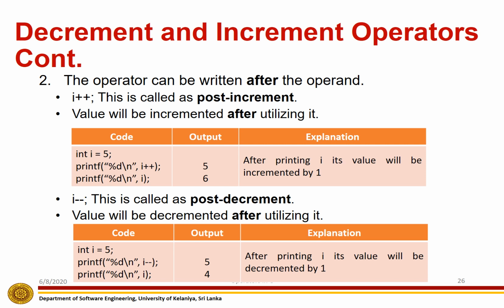Then i-- is called post-decrement. Here also the value will be decremented by 1 after utilizing it. You can see in the example, first it prints the value of i as 5. After that only, the value of i is decremented by 1. So it will print 5 and after that it becomes 4. After printing, it is decreased.